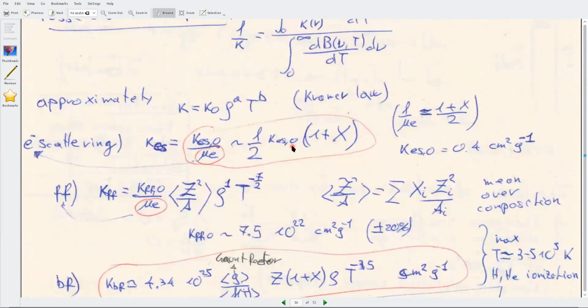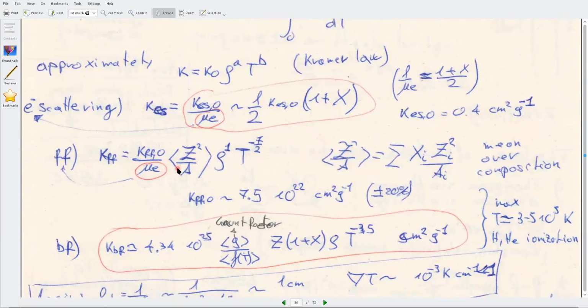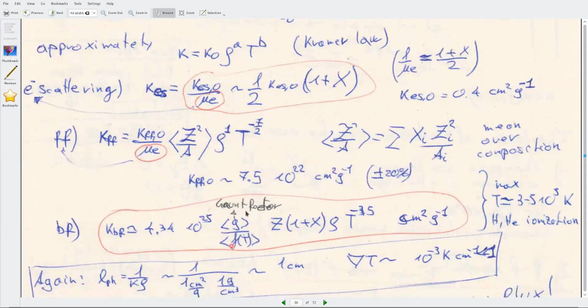For the electron scattering, we have the formula. You see, usually it's quite small, 0.4. For free-free, it's definitely bigger, the value. And in the shape of the Kramers law, and actually this is what is called the Kramers law, with A it is 1 and B is minus 3 alpha.